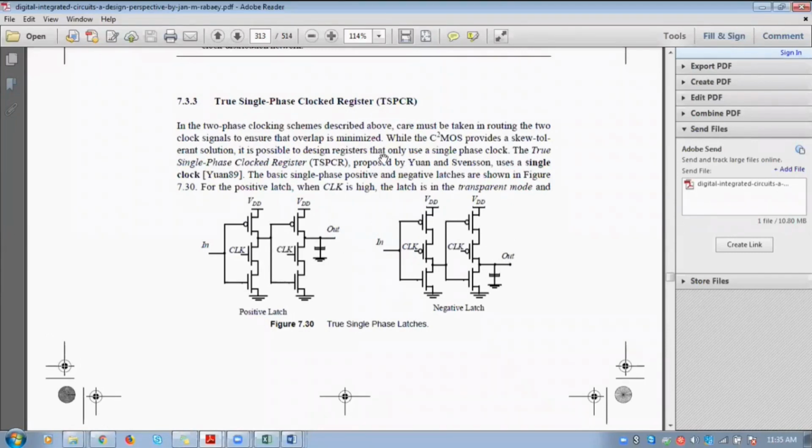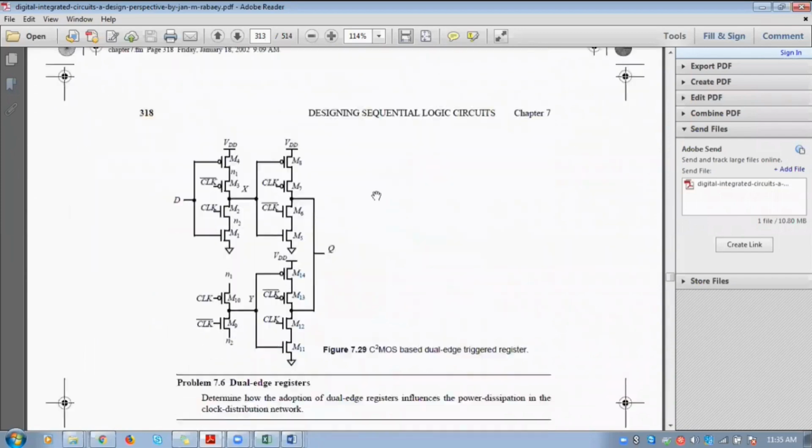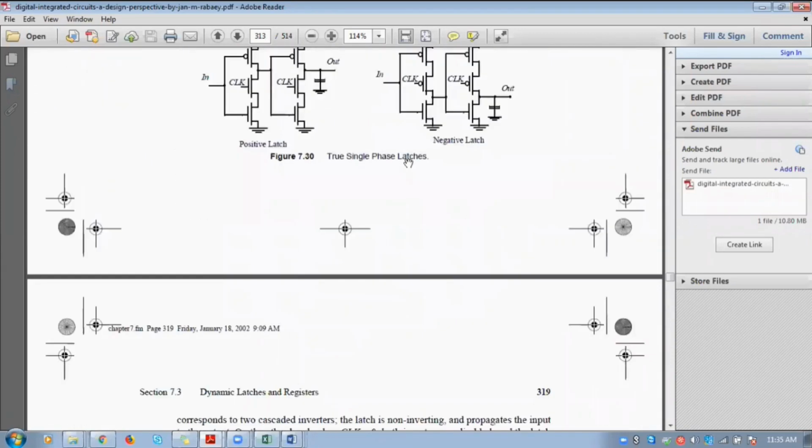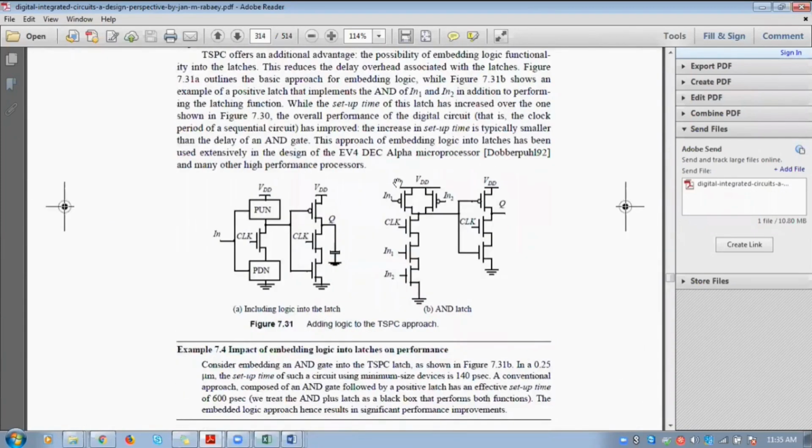Sometimes you may get a question in university to design circuits for eliminating clock skew. At that time, you can implement both C-squared MOS as well as the true single phase clock register. Both can be applicable.